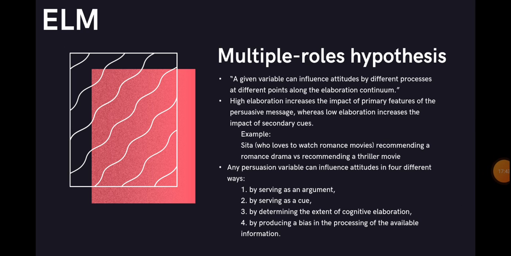So, as the example I presented earlier, we can conclude that any persuasion variable or information here can influence attitudes, right? And so the notion in this hypothesis is that it can influence attitudes in four different ways. The first one is by serving as an argument, and then the second one by serving as a cue, and then the third one is by determining the extent of cognitive elaboration, and then the last one is by producing a bias in the processing of the available information.